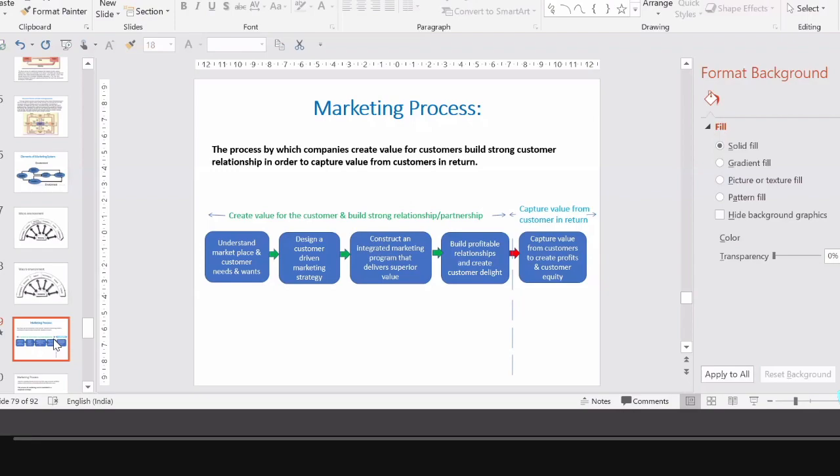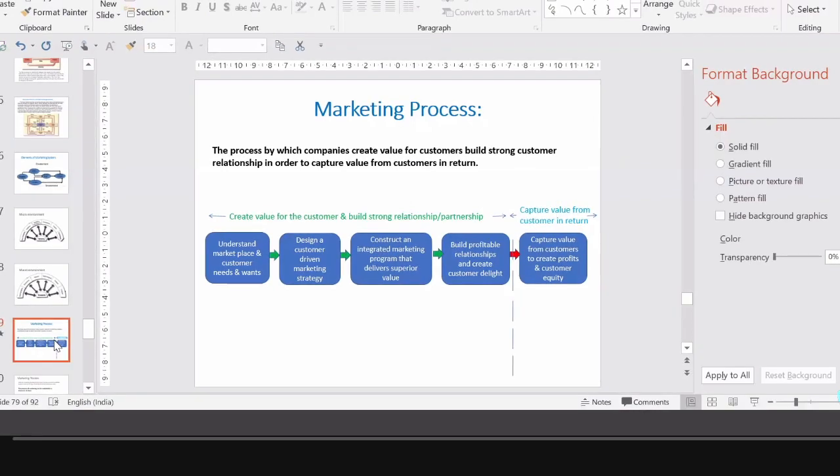And here, I wish to define the marketing activity in a different sense. It is the process by which organizations create value for customers and build strong customer relationships in order to capture value from customers in return. You can see this definition in the green lines: create value for customers and build strong relationship and partnership in order to capture value from customers in return. That is on the other side of the vertical line.